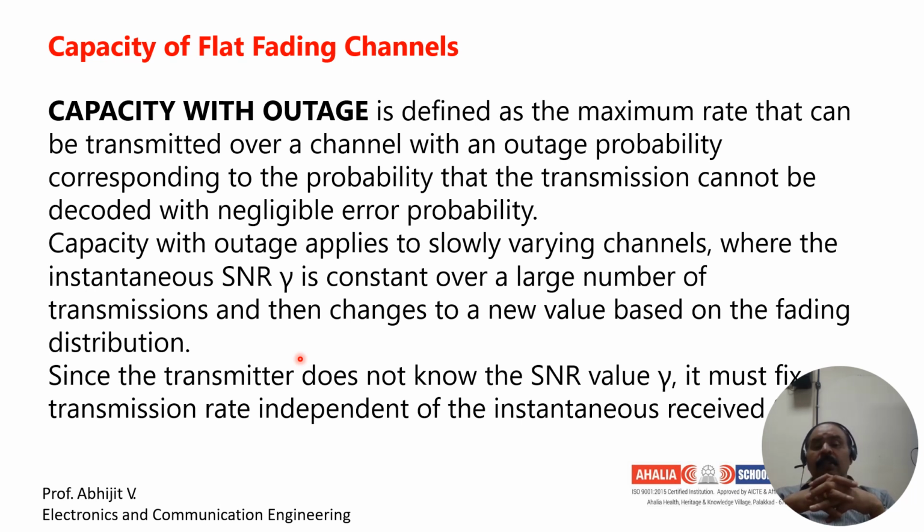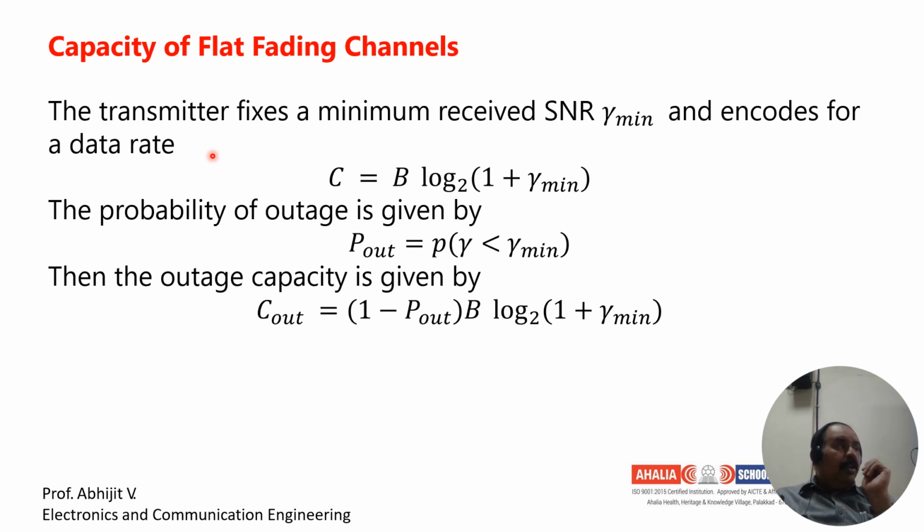Since the transmitter does not know the signal to noise ratio, it must fix the transmission rate independent of instantaneous values received. The transmitter fixes minimum signal to noise ratio and encodes for a data rate. C is given by C is equal to B into log to the base 2 1 plus gamma min.